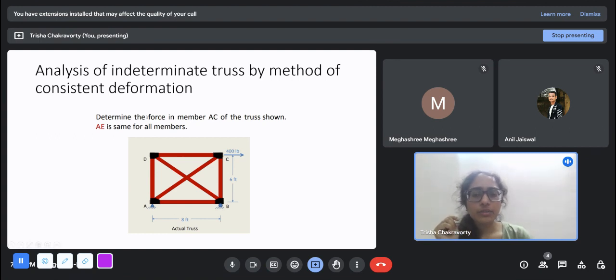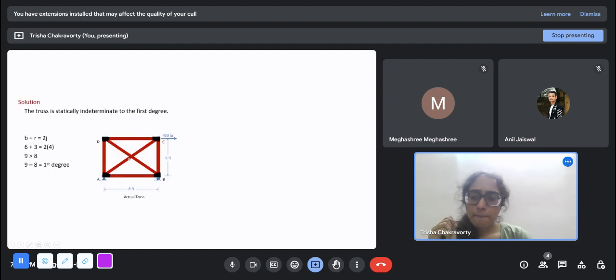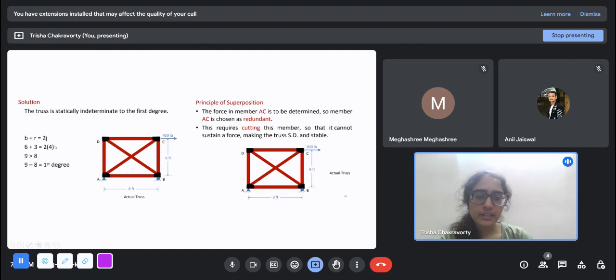And what do we want? We want to determine the force in member AC of the truss, or basically we can find out the force in every member of the truss. AE, that is the cross sectional area, and E, the Young's modulus, is the same for all members. Now, I had mentioned earlier that for determinate structures, to find out the member forces, you do not need geometric or material properties. You need the length, of course, but you do not need the A or the E. But here you need that. This is 1 degree indeterminate.